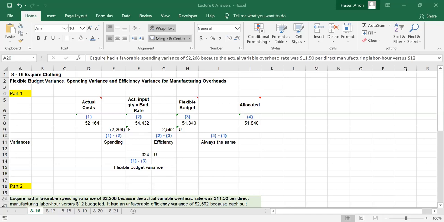So it says that the actual variable manufacturing cost in June was $52,164 for 1,080 suits started and completed. There was no beginning or ending inventory of suits, and actual direct manufacturing labor hours for June was 4,536. You're asked to first compute the flexible budget variance, the spending variance, and the efficiency variance for variable manufacturing overheads.